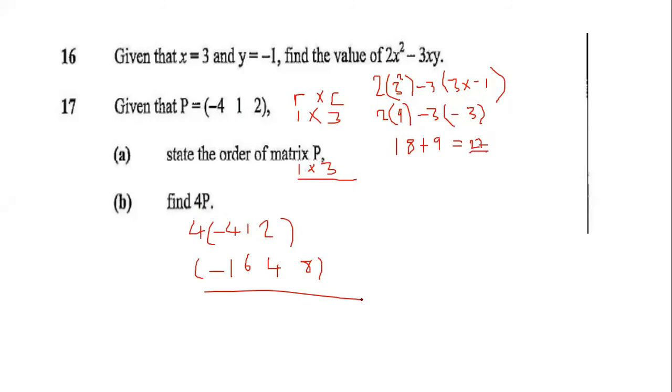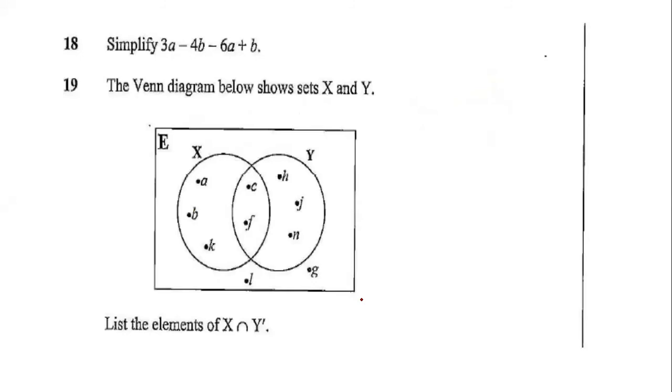All right, continue. Question 18 reads, simplify 3a minus 4b minus 6a plus b. The first thing here is you just group the like terms. So this one is going to be 3a, then this is also 6a. So 3a minus 6a, then minus 4b here, then plus b.